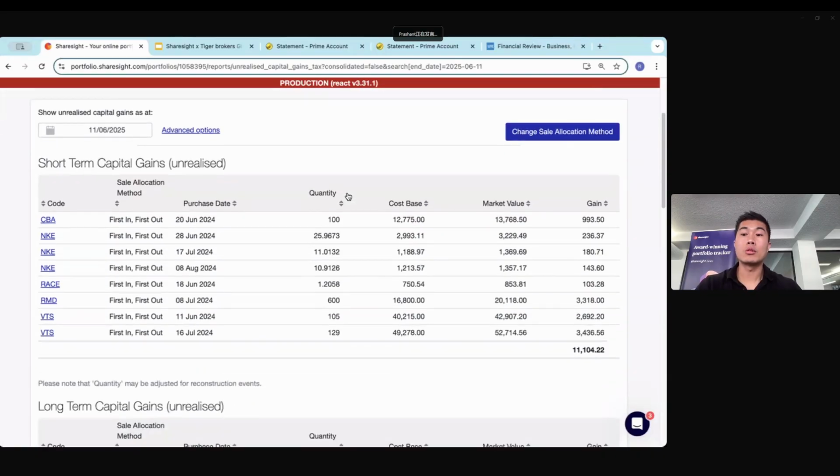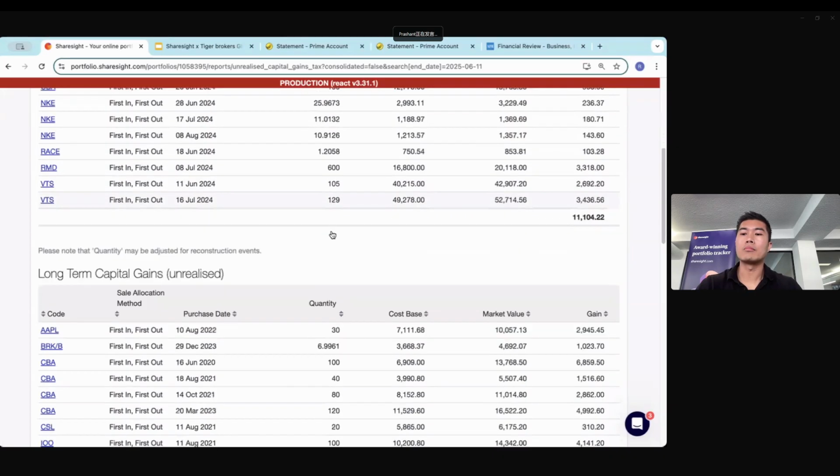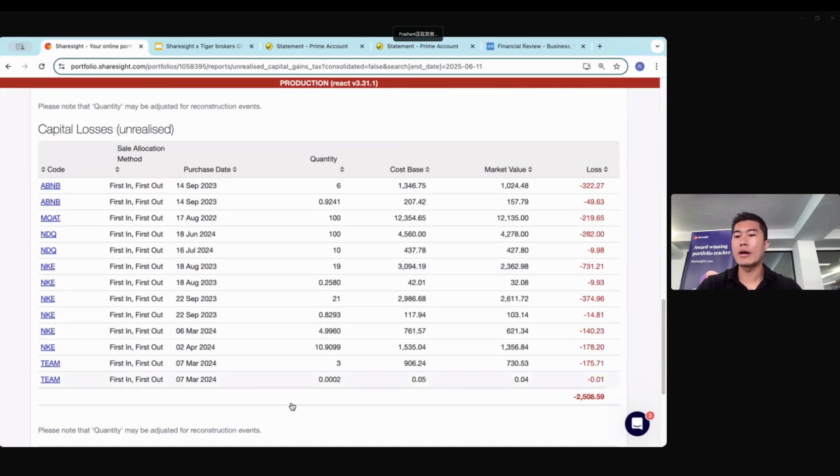You can use this report to look at, okay, maybe at the end of the financial year, I have something that I need to sell because it's not relevant. It doesn't match my investment strategy, or it doesn't suit my investment goals anymore, and it is not making me any money. I can sell them, and you would use that to offset the gains that you have to reduce your tax liability. So that's one way you can use this report.